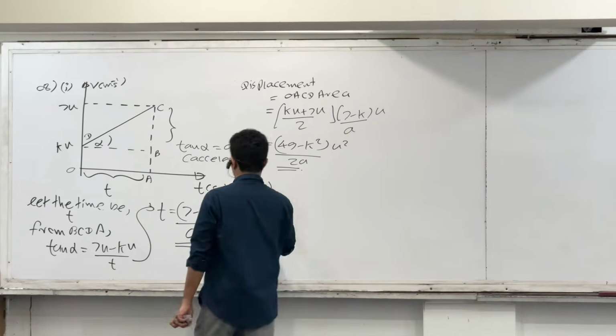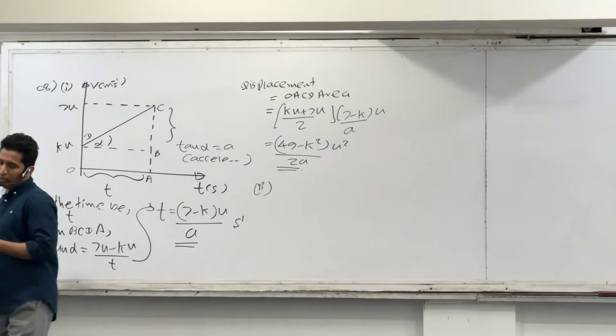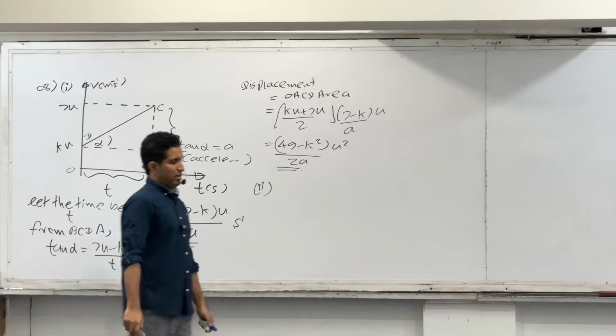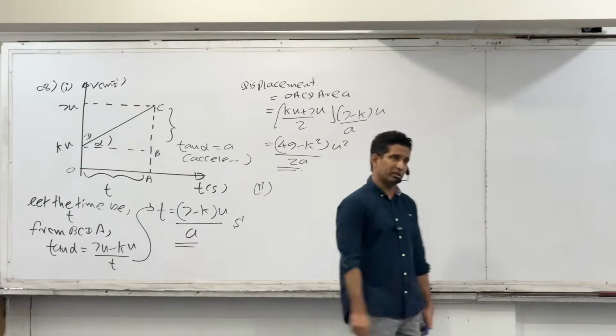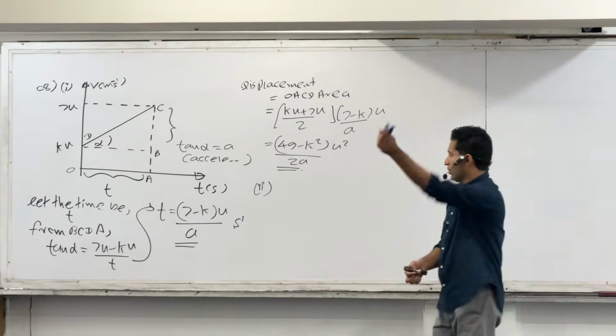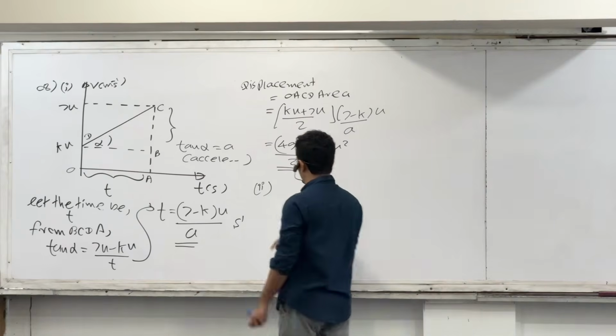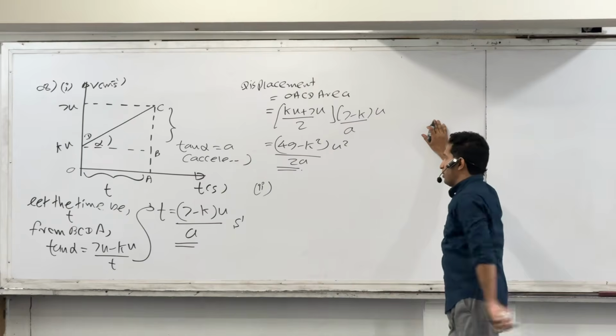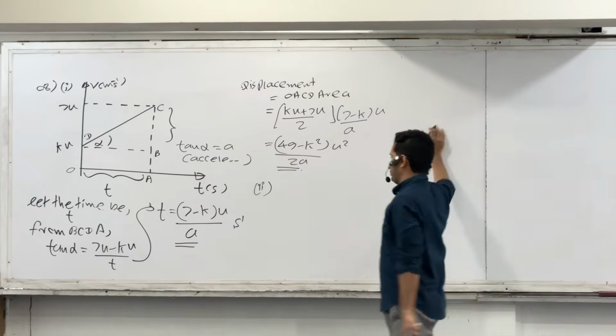Now the second one. They ask, when the displacement is 5, what is the time taken and the velocity attained? Now let the time be t dash.